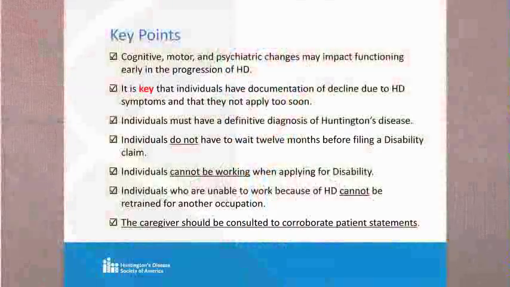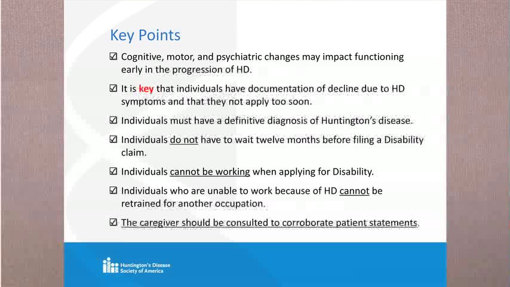So some of the key points related to disability: the cognitive, motor, and psychiatric changes may impact functioning early in the course of Huntington's disease. It's key that individuals have documentation of this decline related to Huntington's disease symptoms. And it's also important that they don't apply too soon. So in terms of documentation, this can happen even years before they develop disability, but to document that it's there is really important from the physician side.